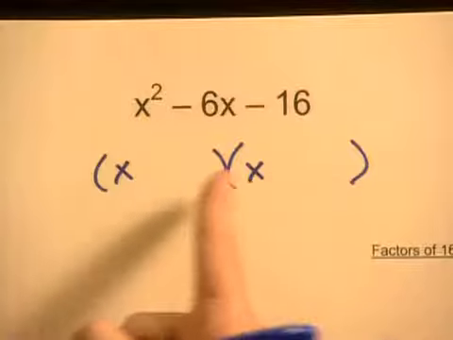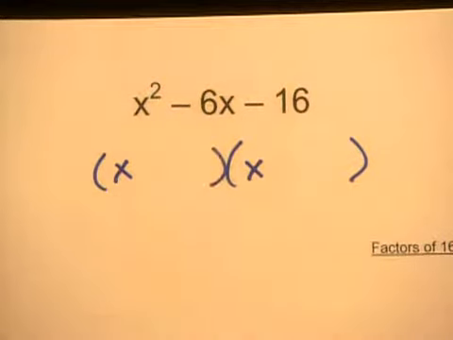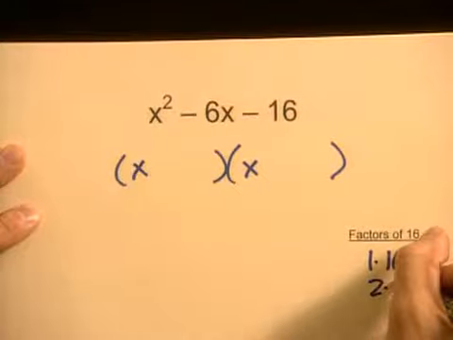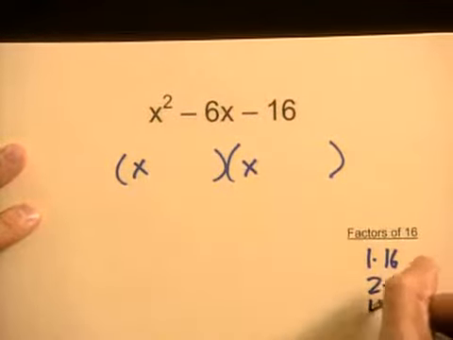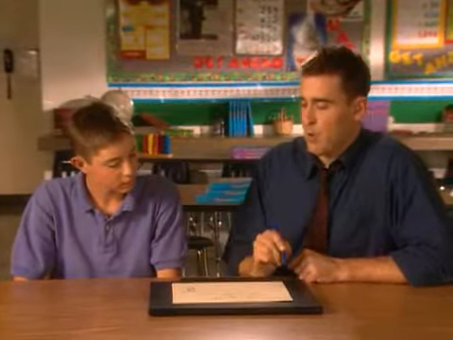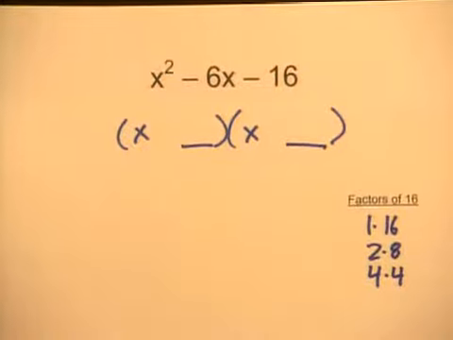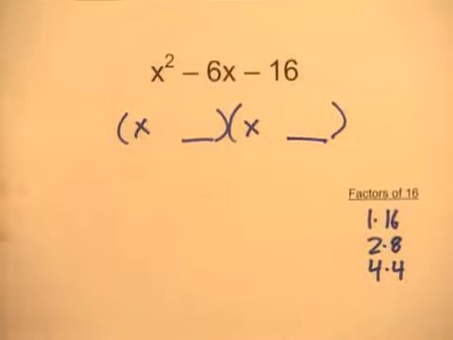For the second term, we want to think about factors of 16 because these last terms are going to multiply together to make 16. What numbers multiply together to make 16? 1 times 16. 2 times 8. And 4 times 4. Now, to figure out which pair goes in these blanks, we want to think about which pair will either add together or subtract to make 6. So which one of these pairs will add together or subtract to make 6? 2 and 8.